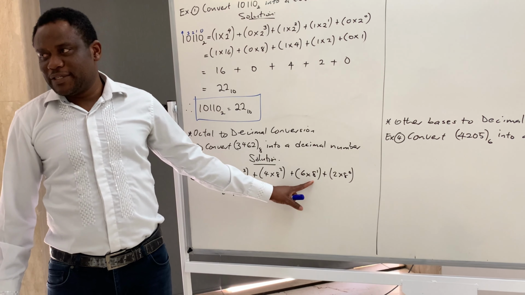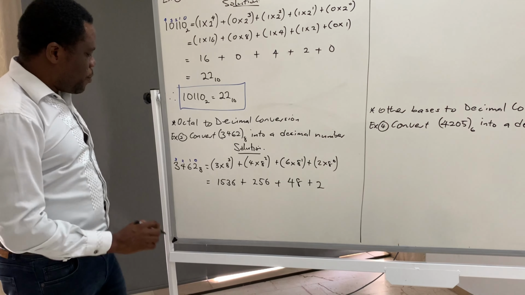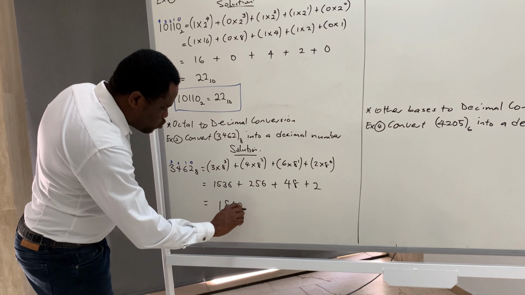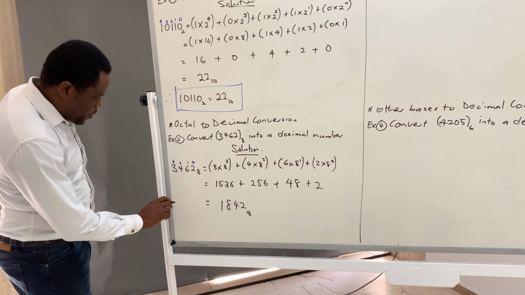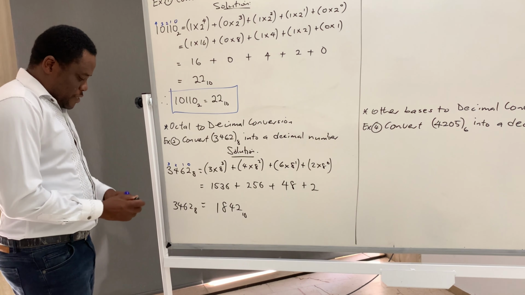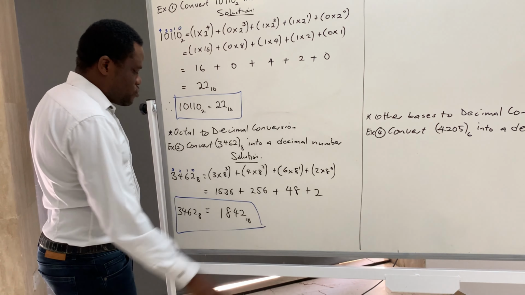8 to the power of 1 is 8. 8 times 6 is 48. Plus 8 to the power of 0 is 1. 1 times 2 is 2. Sum everything up. We have 1842 in base 10. So therefore, 3462 in base 8 is equivalent to 1842 in base 10. Very easy. Let's go to the next question.